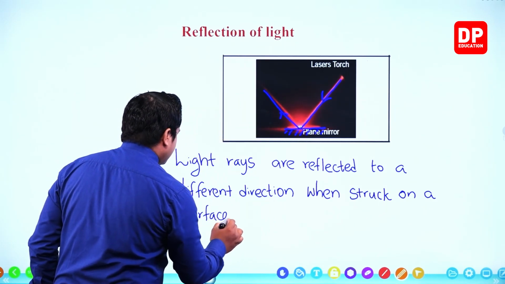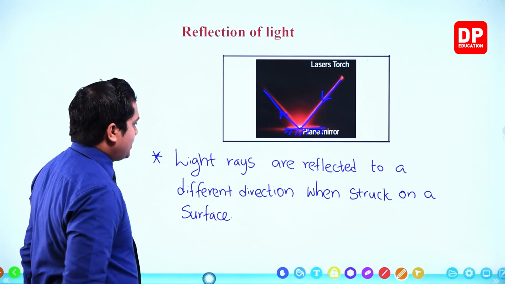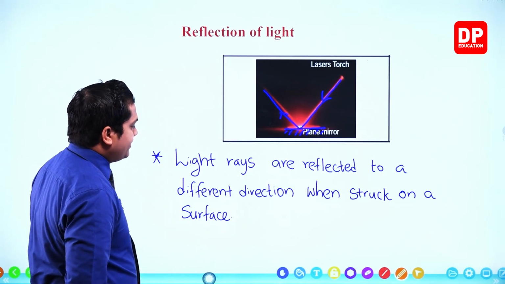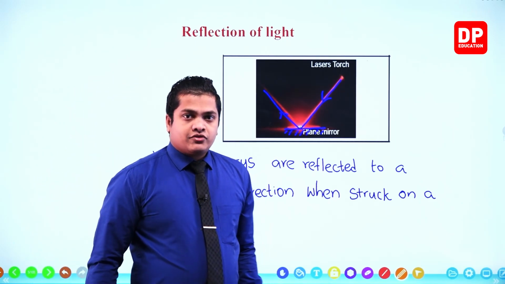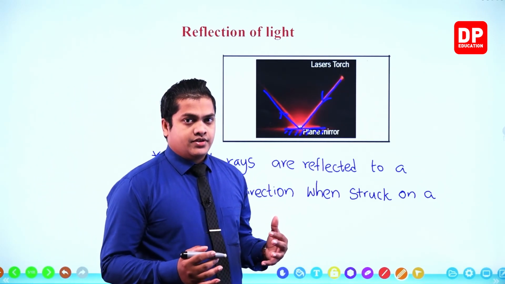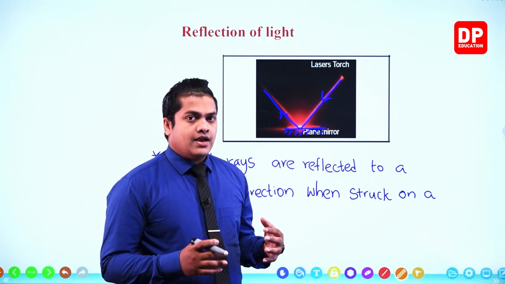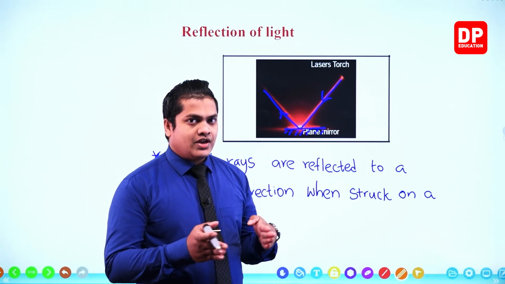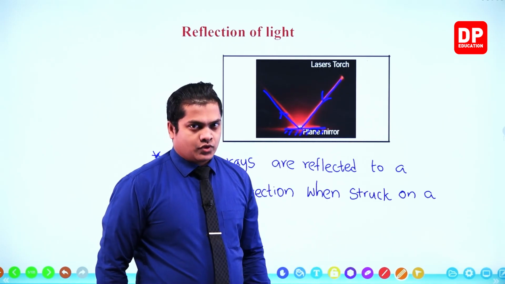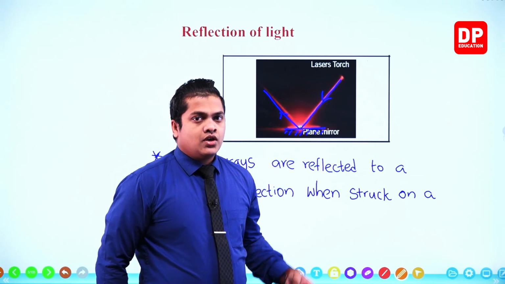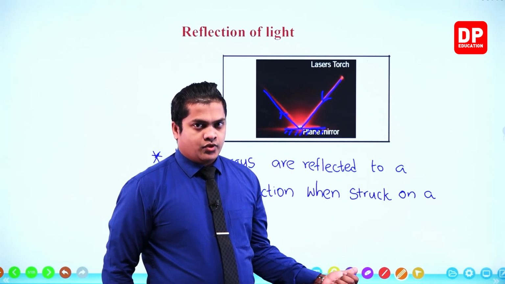When struck on a surface, light rays are reflected in a different direction. When light rays strike a surface, the direction changes, and the light rays travel in the new direction. This process is referred to as reflection: the bouncing back of light rays when they strike a certain object.